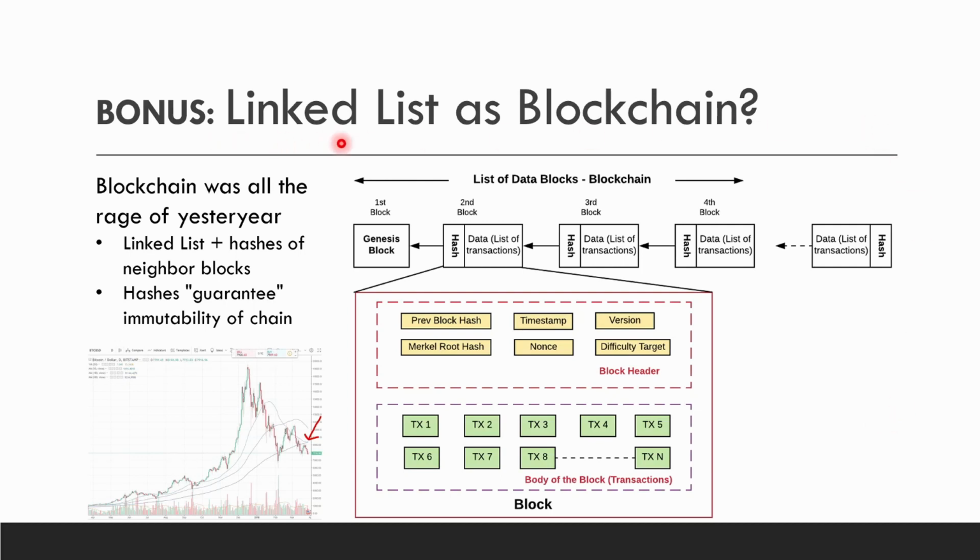Bonus round. Linked list as blockchain? Blockchain was the rage of yesteryear. You may have heard all the hype about Bitcoin and how it died down and how it bounced back again and over again. The way blockchain works is that it's going to compose a linked list of hashes of neighboring blocks, where the hashes are going to guarantee, so to speak, immutability of the chain of nodes.